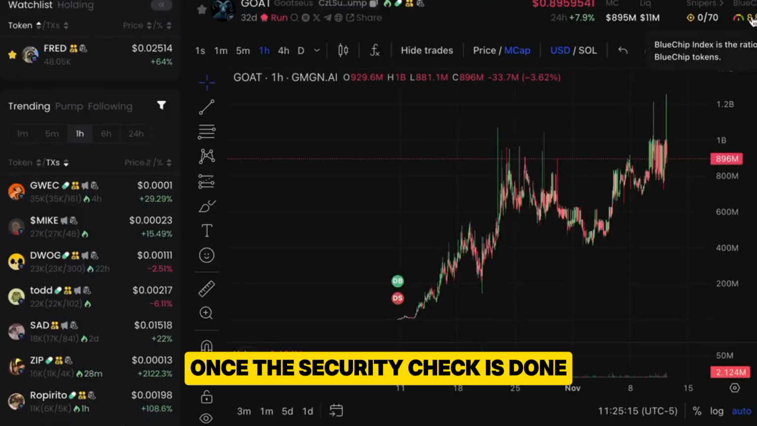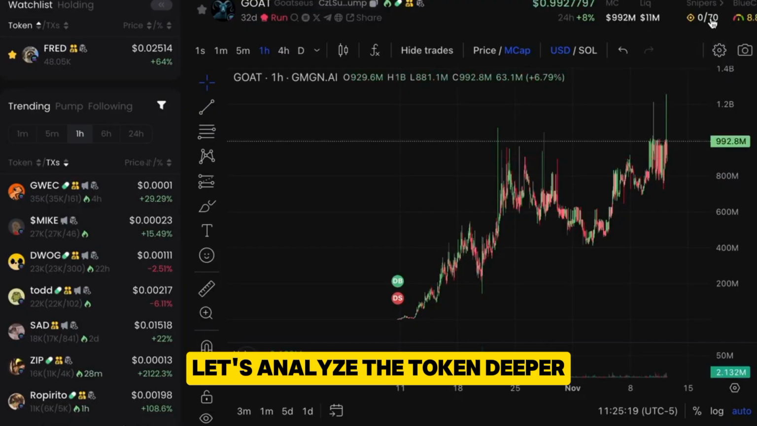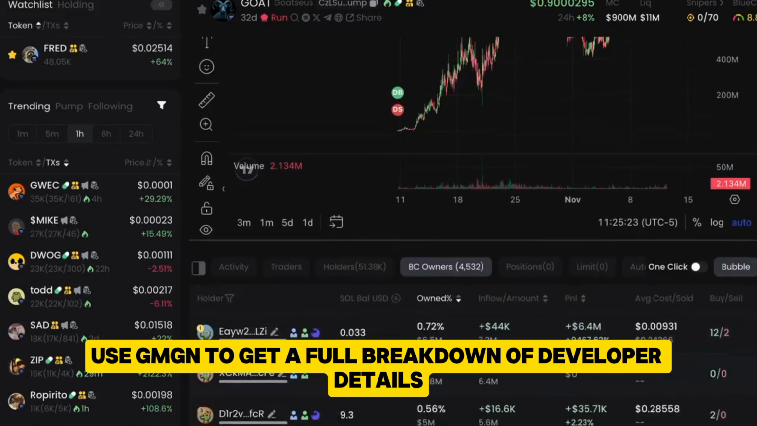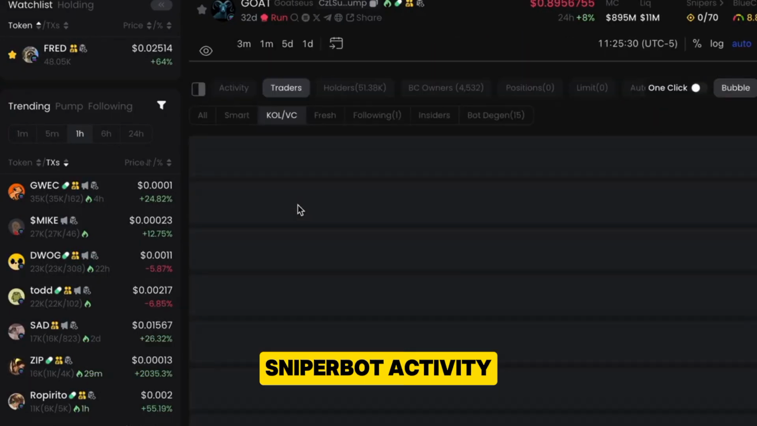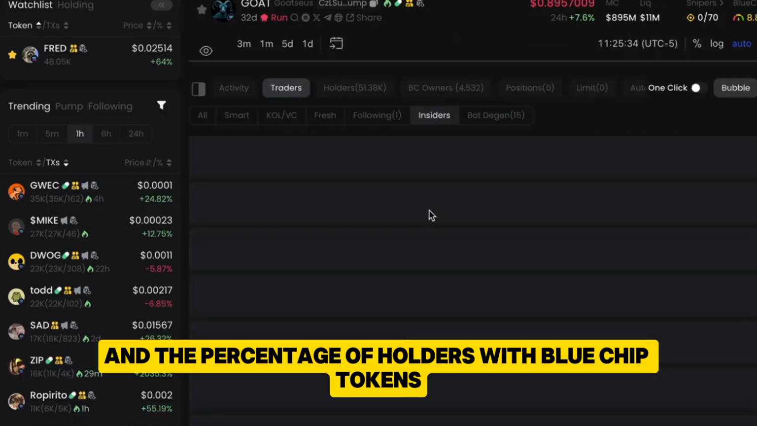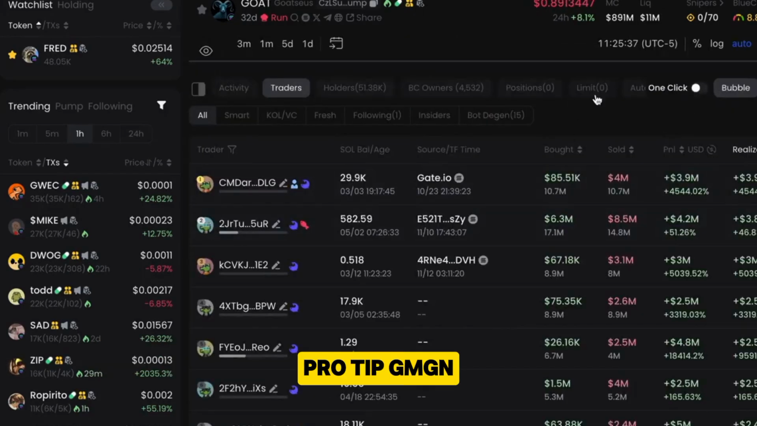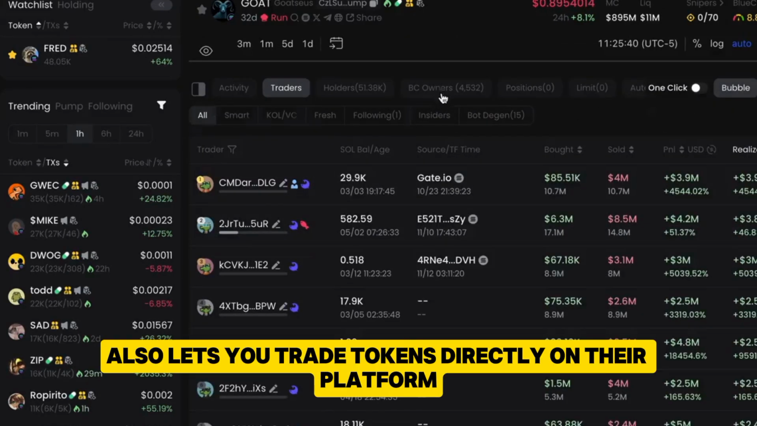Once the security check is done, let's analyze the token deeper. Use GMGN to get a full breakdown of developer details, top holders' win rates, sniper bot activity, and the percentage of holders with blue-chip tokens. Pro tip: GMGN also lets you trade tokens directly on their platform.